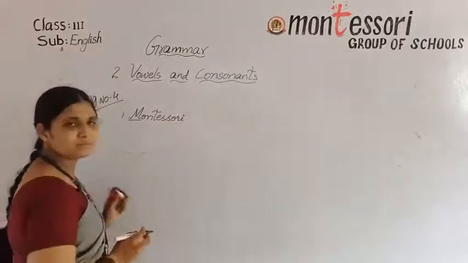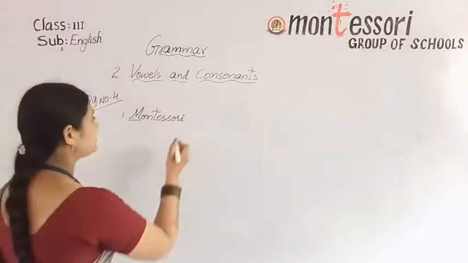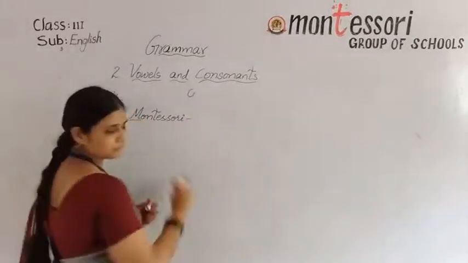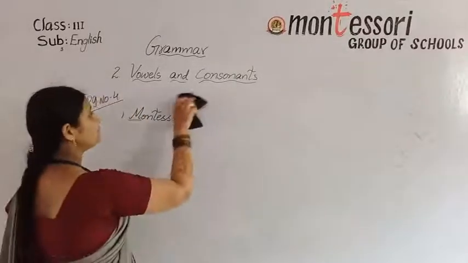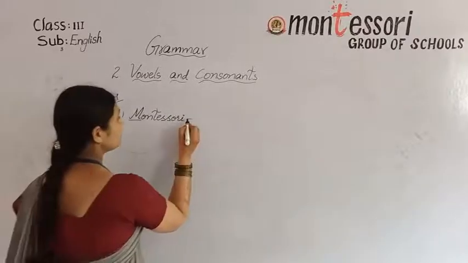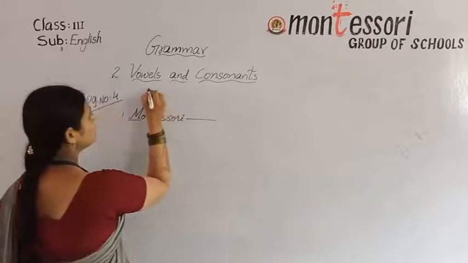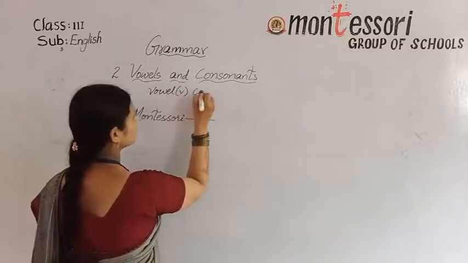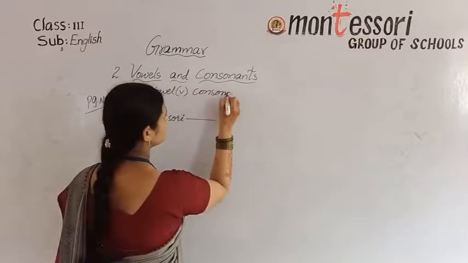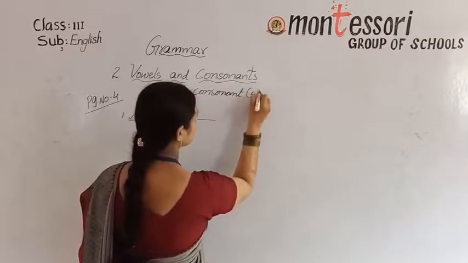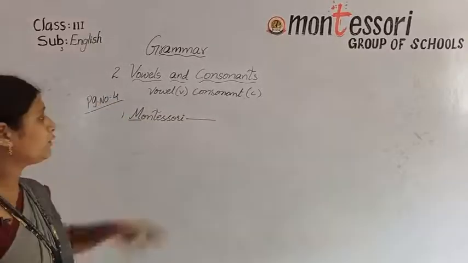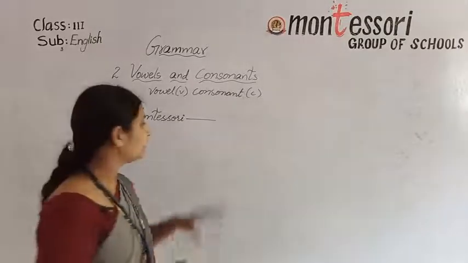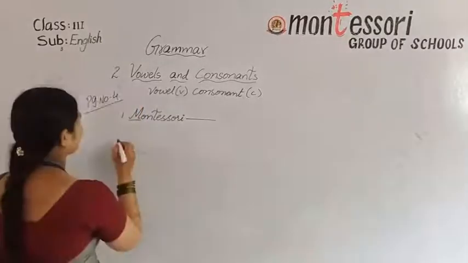Tell me the first letter. What is the first letter? We have to write V for vowel and C for consonant on the blank. If the first letter is a vowel, then you have to write V here. If the first letter is a consonant, then write C. Okay.